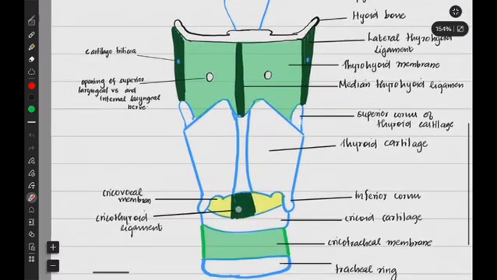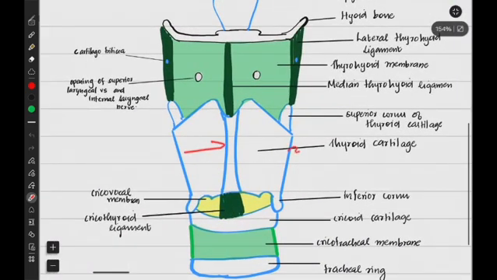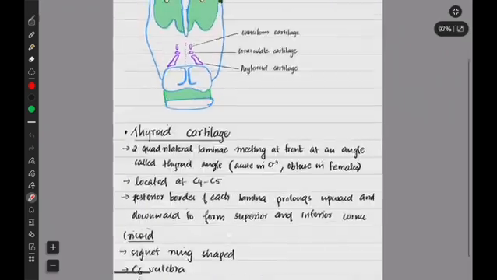So this is the thyroid cartilage. It has 2 quadrilateral laminae which join and meet at the midline to form a thyroid angle. Then it has extensions of the posterior lamina, upward to form the superior cornu and downward to form the inferior cornu. So this is the thyroid cartilage.